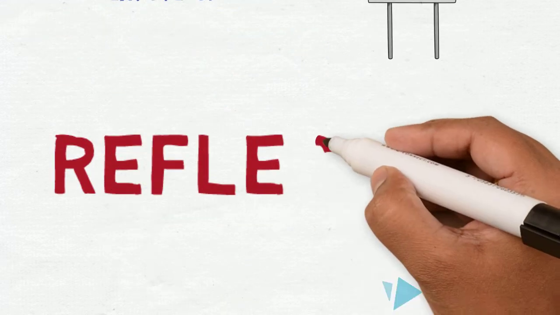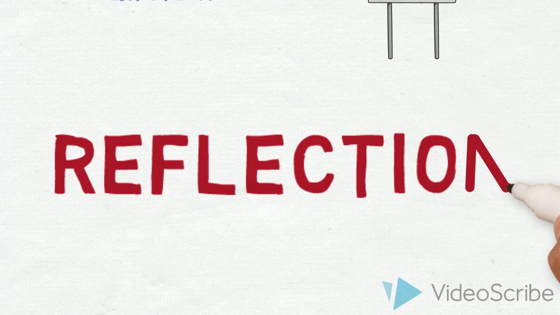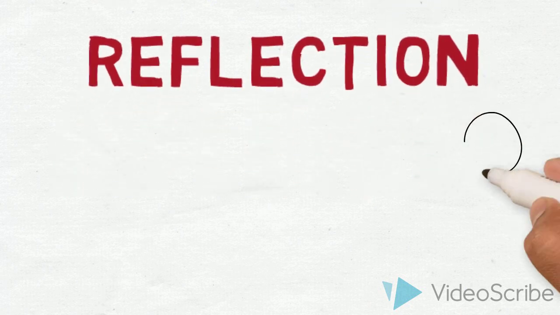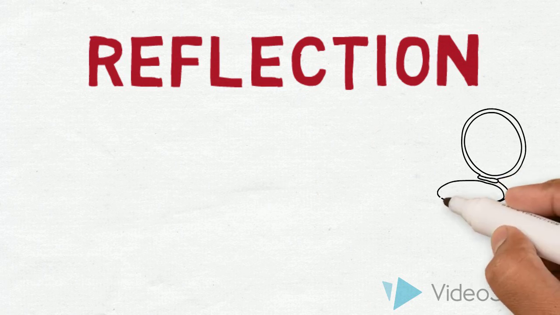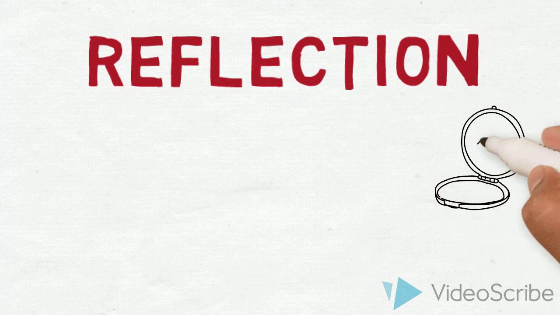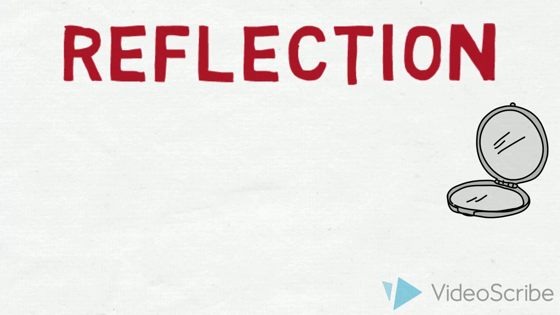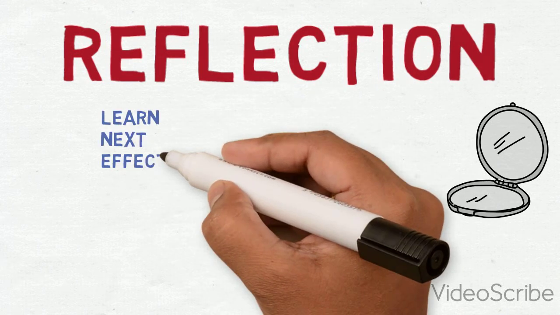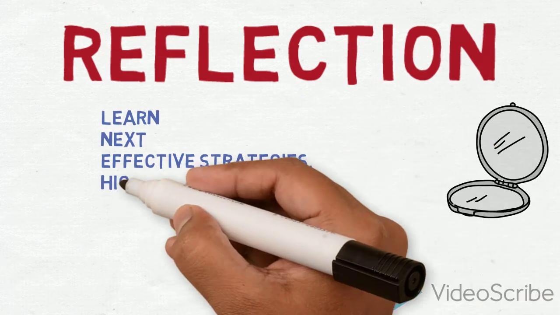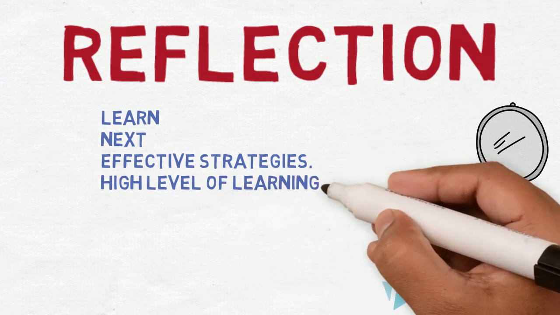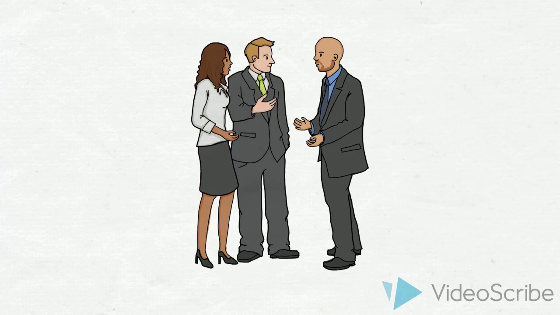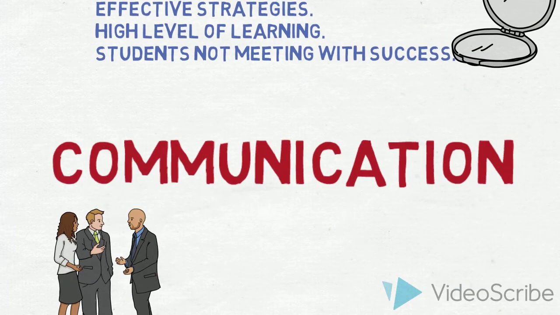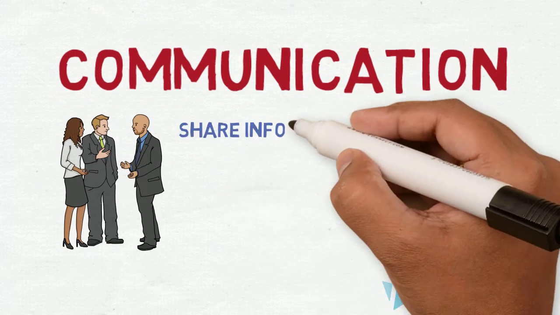Engage in reflection. What did we learn? Based on our inquiry, what do we want to do next? Were there most effective high-yield strategies chosen? What does or doesn't our student evidence tell us about our student learning? How do we know that a high level of student learning was achieved? What will we do for our students who are not meeting with the success? Communication. Share the information that was learned and celebrate success.